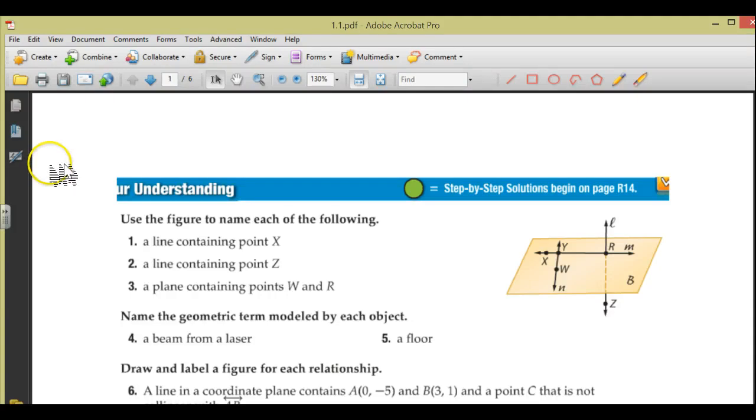This is section 1.1. Use the figure to name each of the following. Number 1, a line containing point X. There are different answers that you can use for this. Some sample answers would be line M.